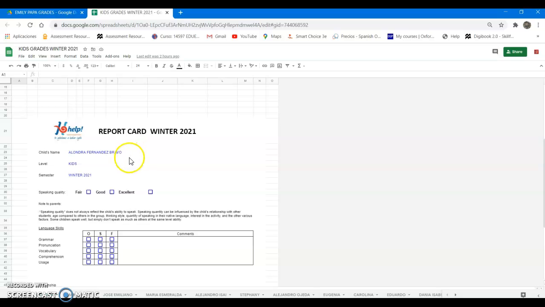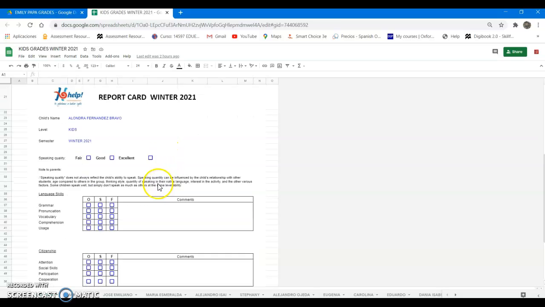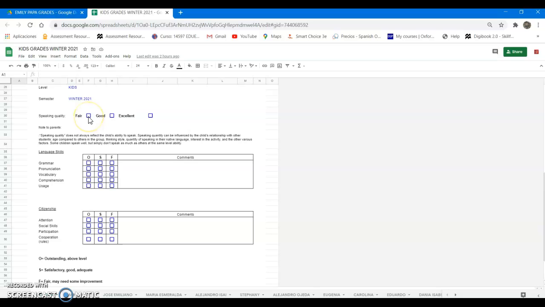The next one that says report card is for the end of the semester, but you can start filling it out. You have to mark regarding their progress that you will see during the rest of the semester. You can mark here the language skills and citizenship.